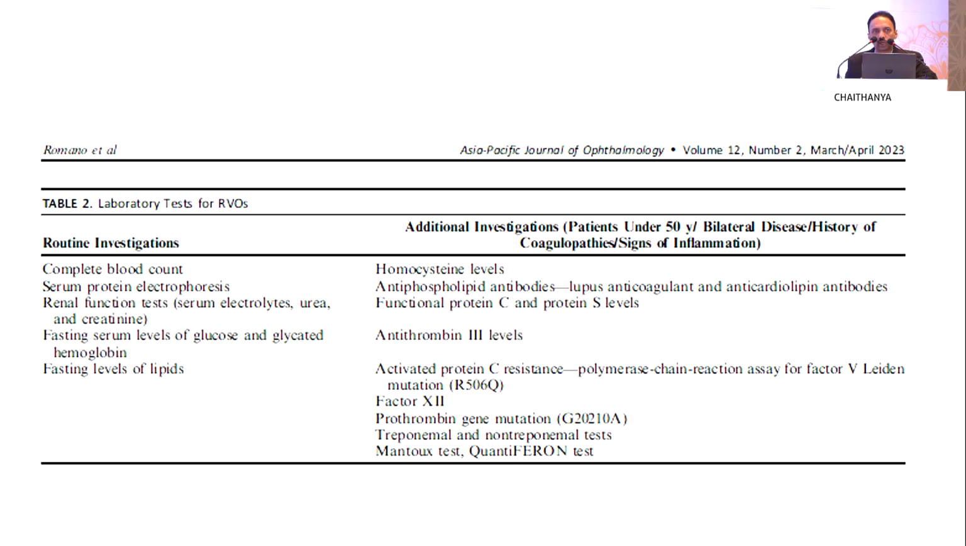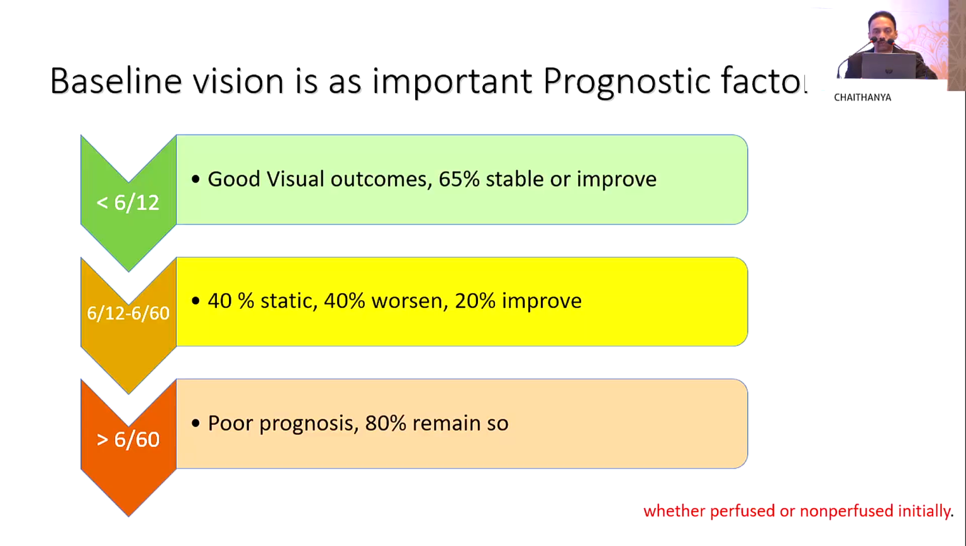So investigations, in a typical case, these are the common investigations that you would do. But when you have patients under 50 years, or when you have a bilateral presentation, then you need to look for antiphospholipid antibodies, antithrombin 3 levels, activated protein C resistance, factor 12, and even some inflammatory markers, treponemal and non-treponemal tests, and even quantiferon gold.